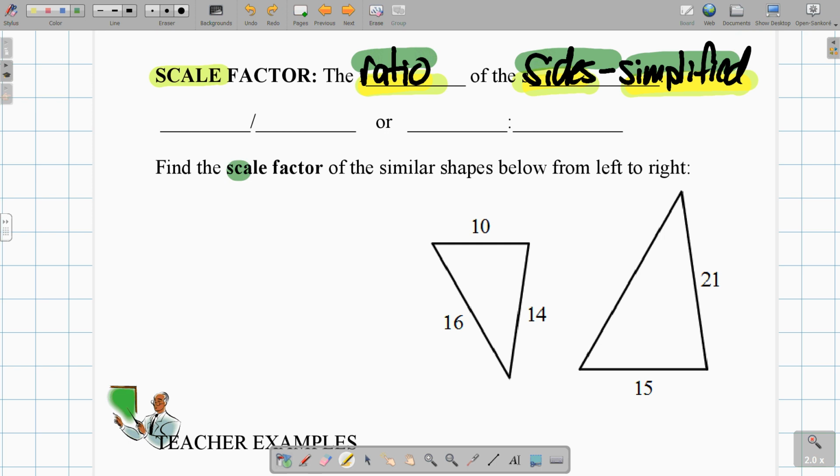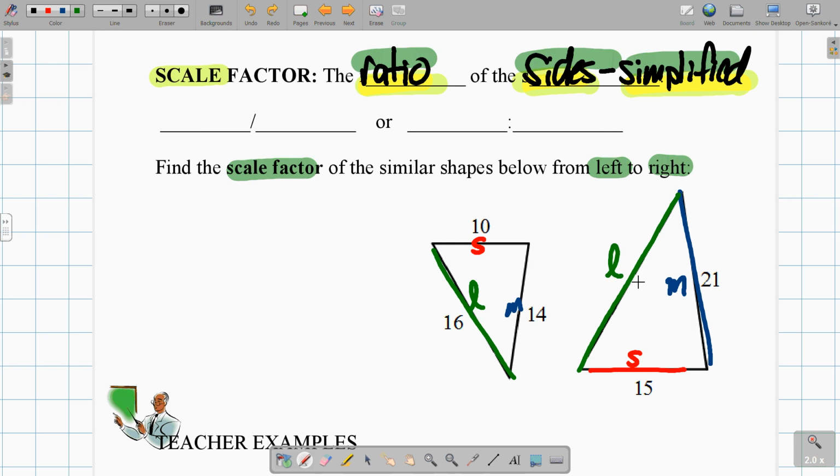We're going to find our scale factor here from left to right. Before we do that, we have to align our sides. Be very careful. On the left, 10 is my short side, 14 is my medium side, and 16 is my longer side. Over here, 15 is my short side, 21 is my medium side, and then this is my long side.